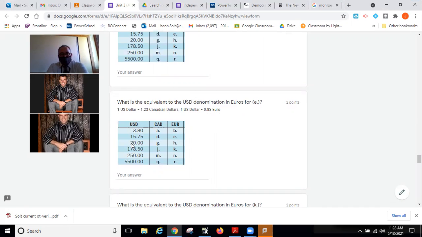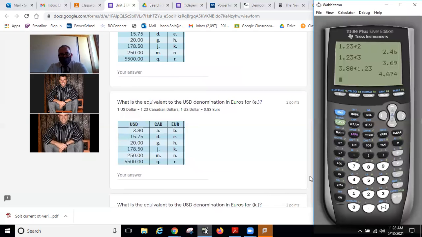All right, so I have 20 US dollars. I know that 1 US dollar equals 0.83 euros. Well, let me think about that. I'm sorry, let me start with 1 US dollar. To get 0.83, I would multiply by 0.83. That gives me 0.83. Then 2 US dollars would have to be 2 times 0.83, and that would be 1.66 euros. Kind of feel how that goes, which means that for 20 US dollars, I'm going to have to multiply by 0.83.